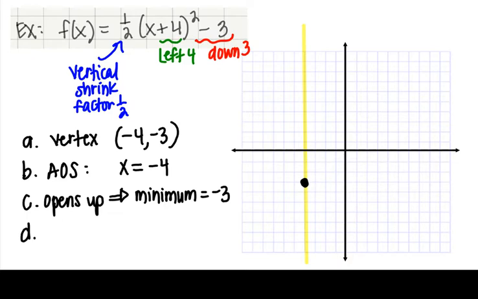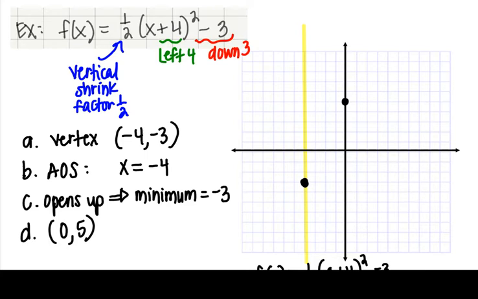Next, we want to find the y-intercept. The y-intercept is the value of y when x is 0. So we're going to take our f of x is equal to 1/2. Instead of x plus 4 squared, we'll put 0 in for x. Half of 16 is 8. 8 minus 3 is 5. So our y-intercept is 0, 5. 1, 2, 3, 4, 5.